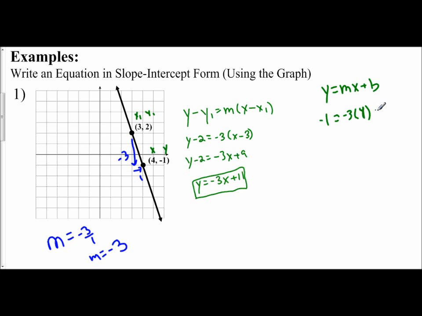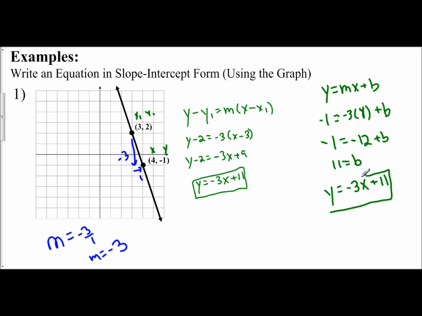And I'm solving for b. So what I do is I do negative 3 times 4, which is negative 12. So negative 1 equals negative 12 plus b. To solve for b, I would add 12, and I get b equals 11. So now if I want to write the slope-intercept form, y equals my slope of negative 3 times x, plus b, so plus 11.